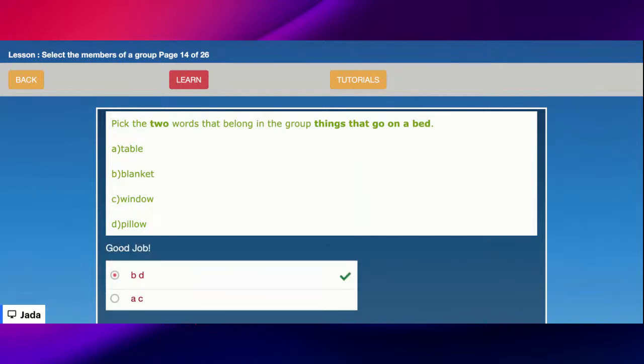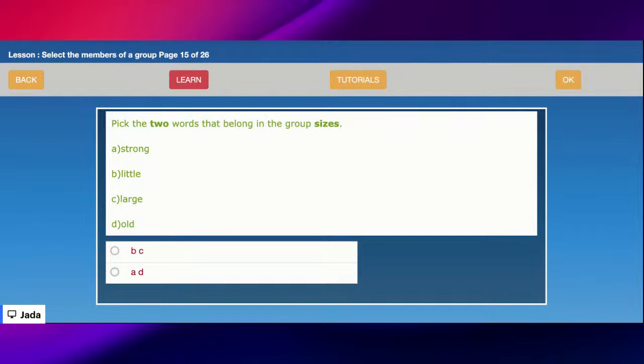So, do you guys have any questions from this lesson? Do you have any questions? Tell me. Do you have any questions? You can let me know if you have a question. I could explain to you.